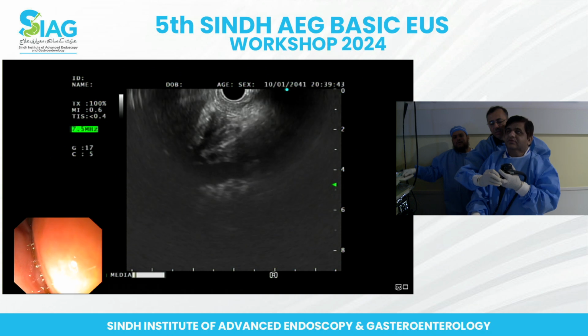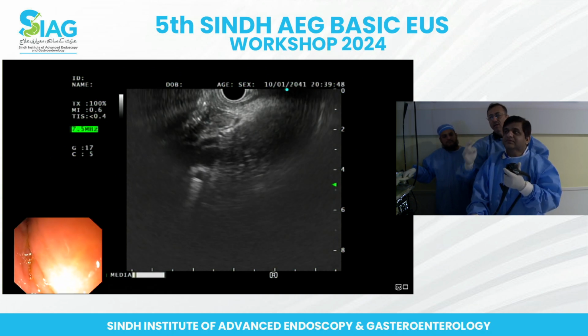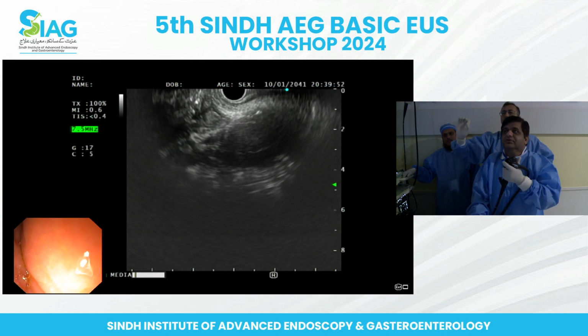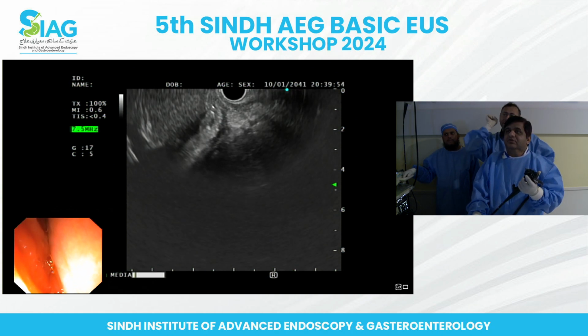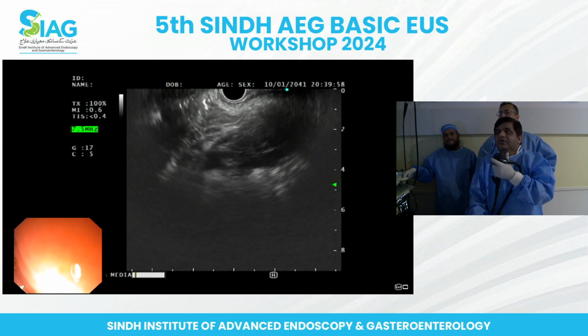Stop using the finger, because unknowingly your finger goes into the air water channel and that's the reason that you start seeing the lumen. You should not be seeing the lumen of the duodenum. That's something which is undesirable. Chalo, try again.